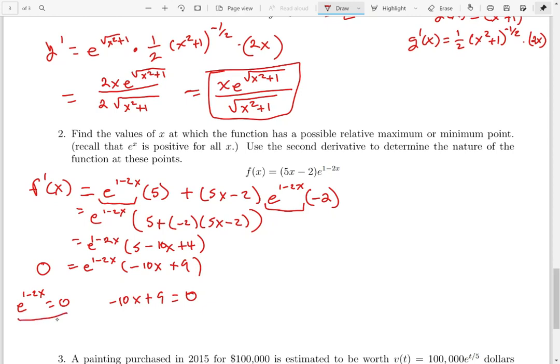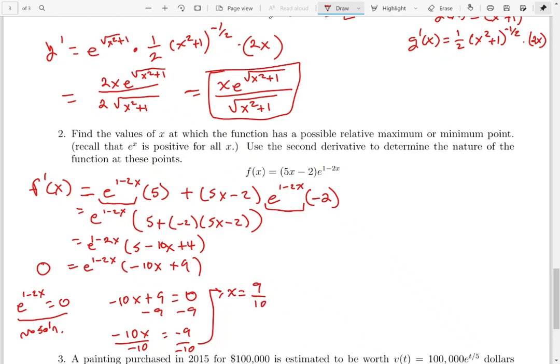And so this part right here has no solution. That's good for us. We don't have to worry about anything there. Well, then we just have to worry about this other part. So how about we subtract 9: negative 10x is equal to negative 9. Divide by negative 10, divide by negative 10. We then get that x is equal to positive 9/10.